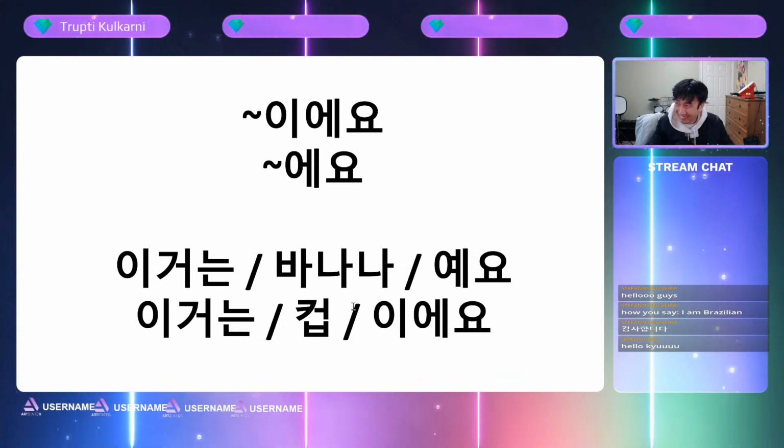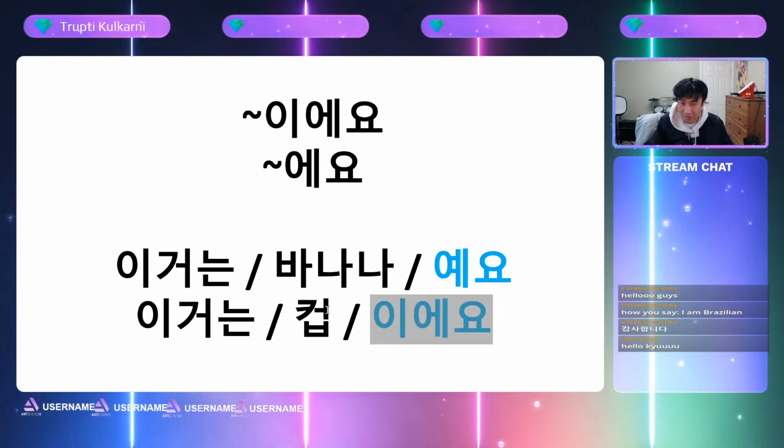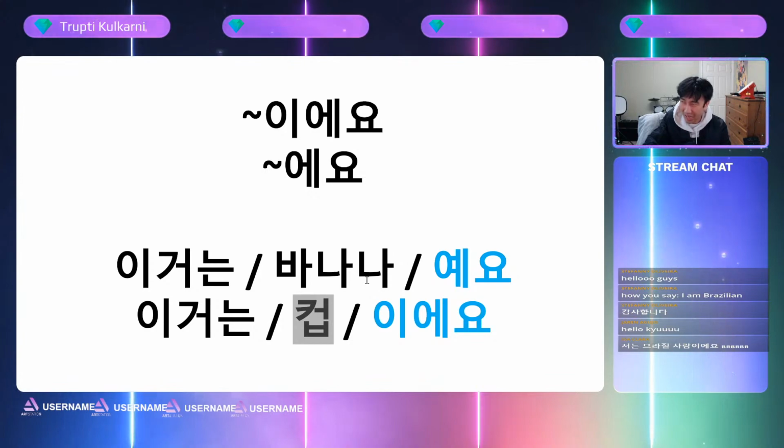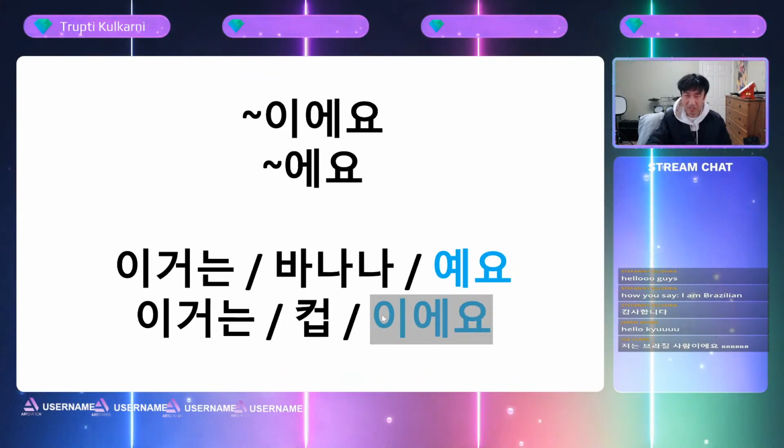Okay, so when you choose 에요 and 이에요, it depends on the word before it. If you look at this word right here, like cup, it has 1, 2, 3. This third character underneath is called the 받침. So if it has a third character underneath, if it has a 받침, then we use 이에요 instead of 에요. It's just because it's easier to pronounce.